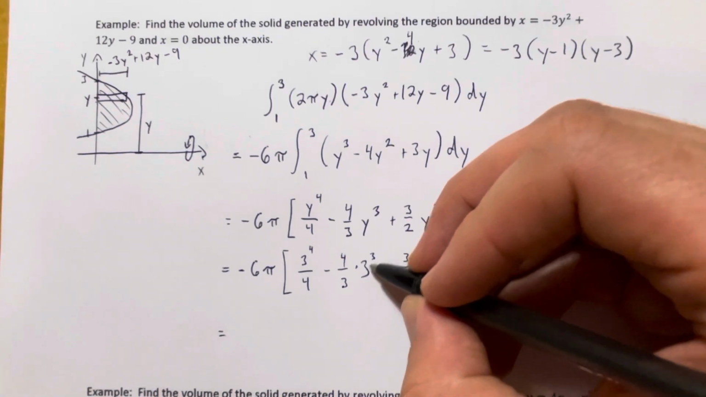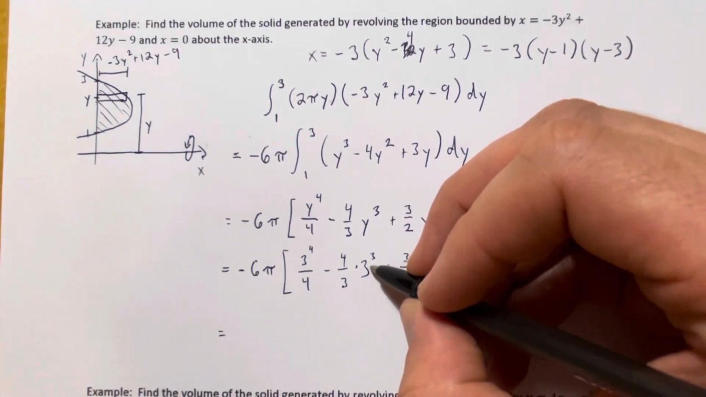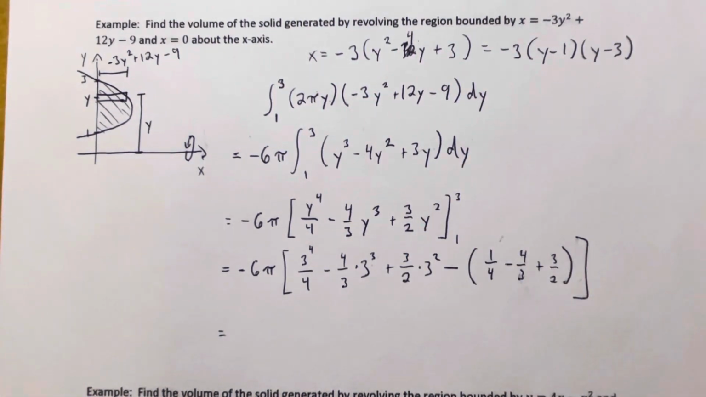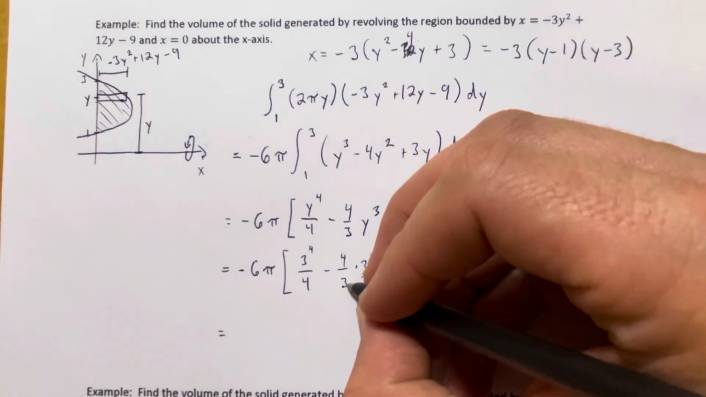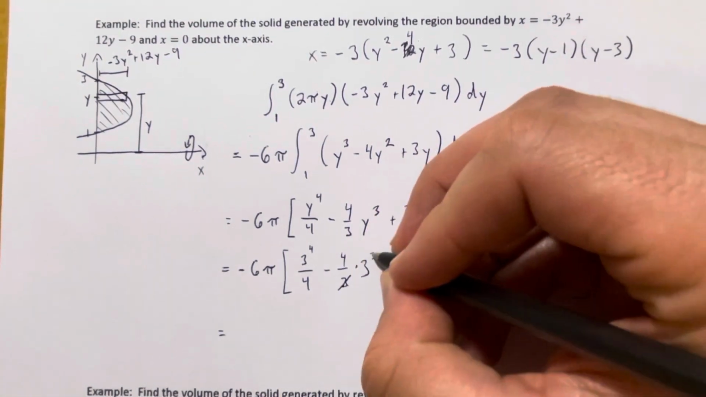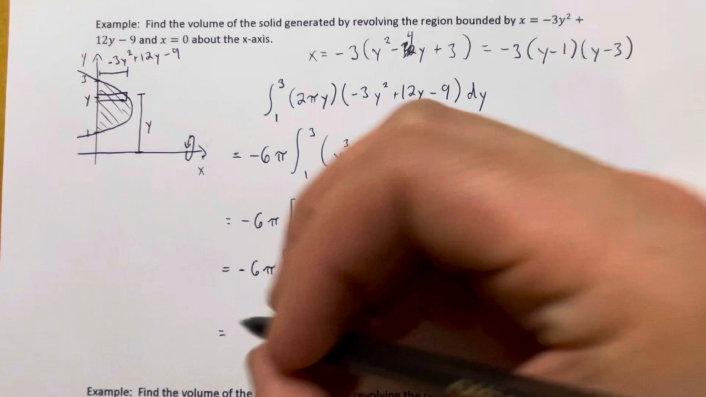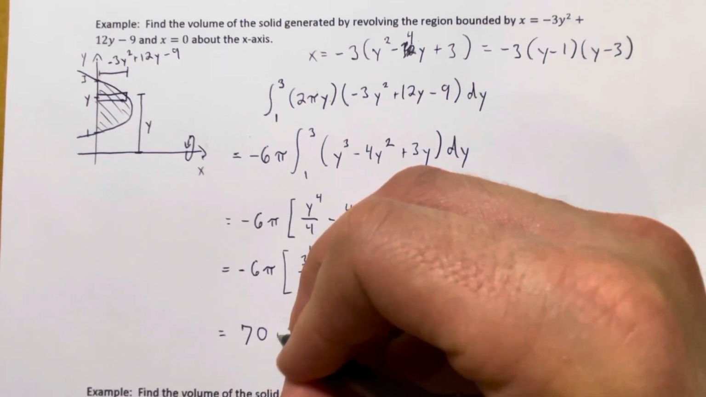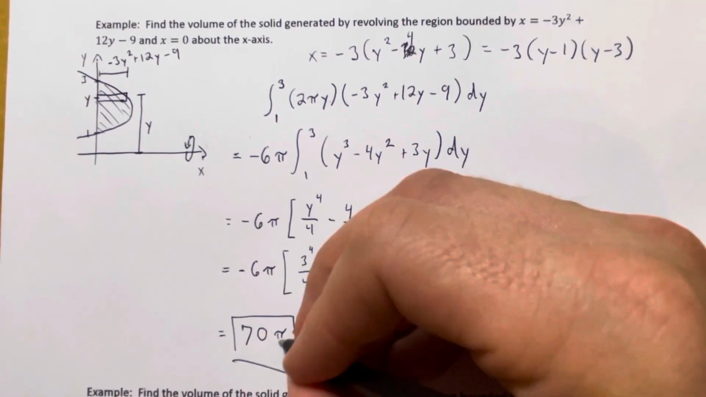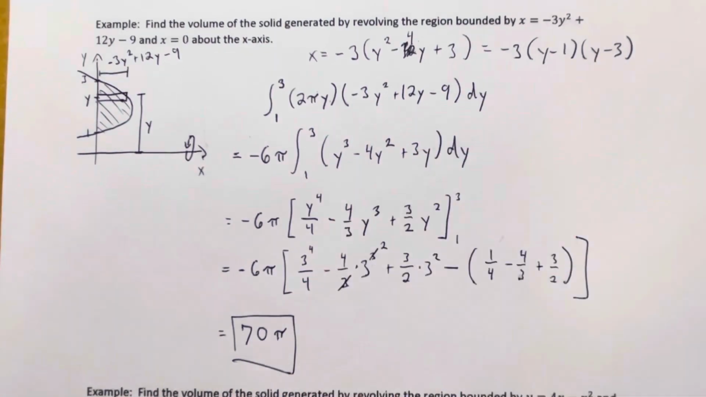So instead of plugging this in or working this out in my head, because 3 cubed, I already know that's 27, I'm seeing that there's a 3 down here, which I could cancel and make that a 3 squared. That helps with some mental math if you're trying to do a lot of this in your head. But all that aside, the solution to this after working everything out is going to come out to 70 pi. I encourage you to work that out on your own.